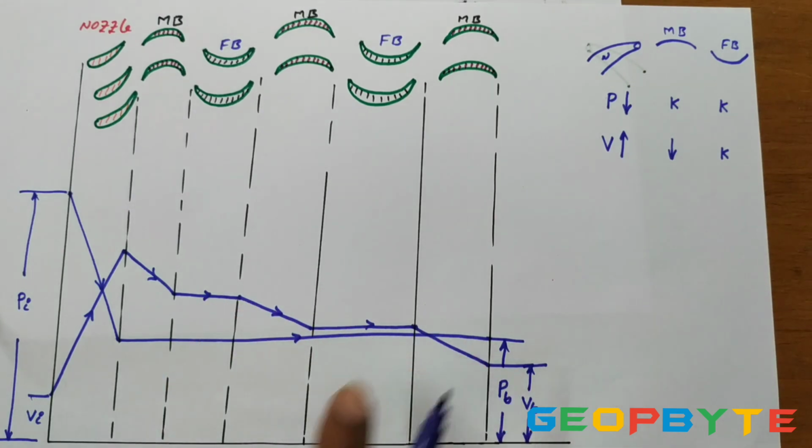That is how practically the steam is made to expand in more than one stage, to utilize more and more of the energy present in the steam and to decrease the speed of the turbine.